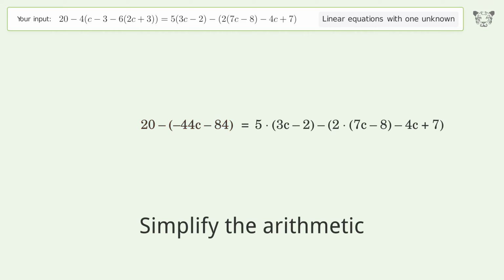You ask Tiger to solve. This deals with linear equations with one unknown. The final result is c equals -35/13. Let's solve it step by step.